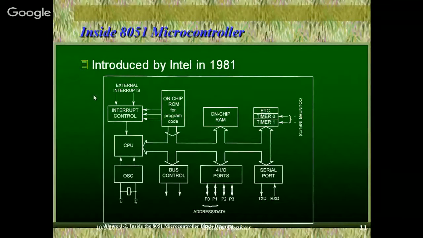Then there is interrupt control, and this oscillator circuit here is the heart of a microcontroller. We all need heartbeats for living. Similarly, a microcontroller needs pulses, and that is generated by this oscillator circuit. And the frequency of operation of a microcontroller is decided by this quartz crystal which I have connected here. This is a quartz crystal.